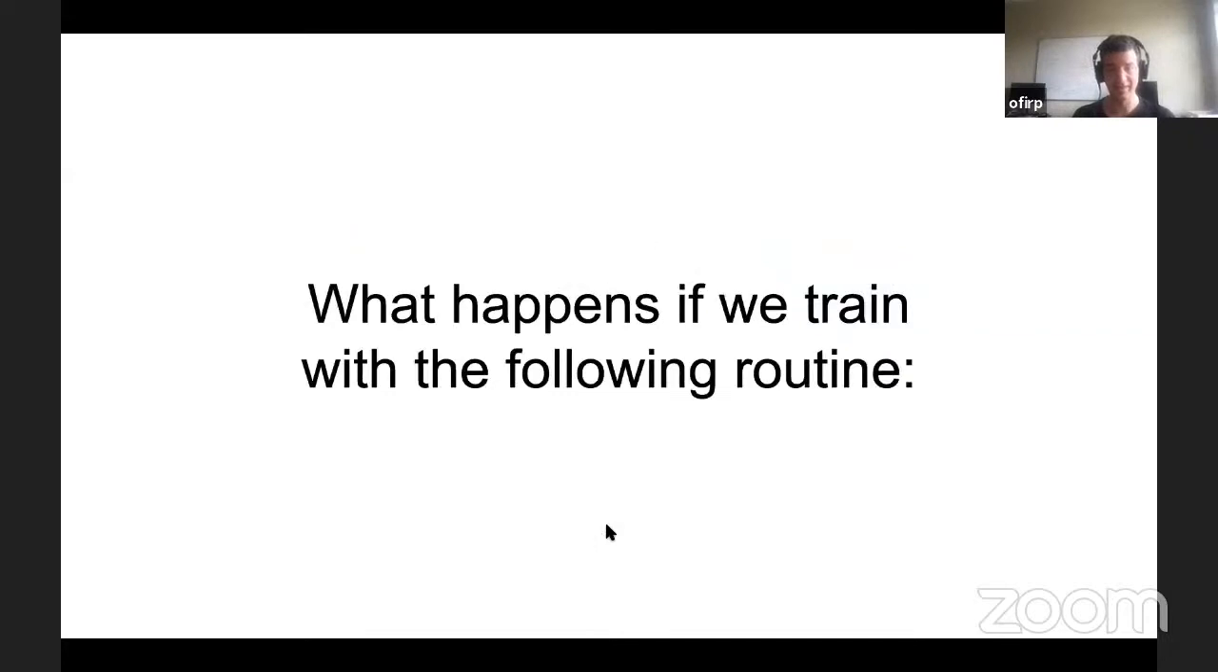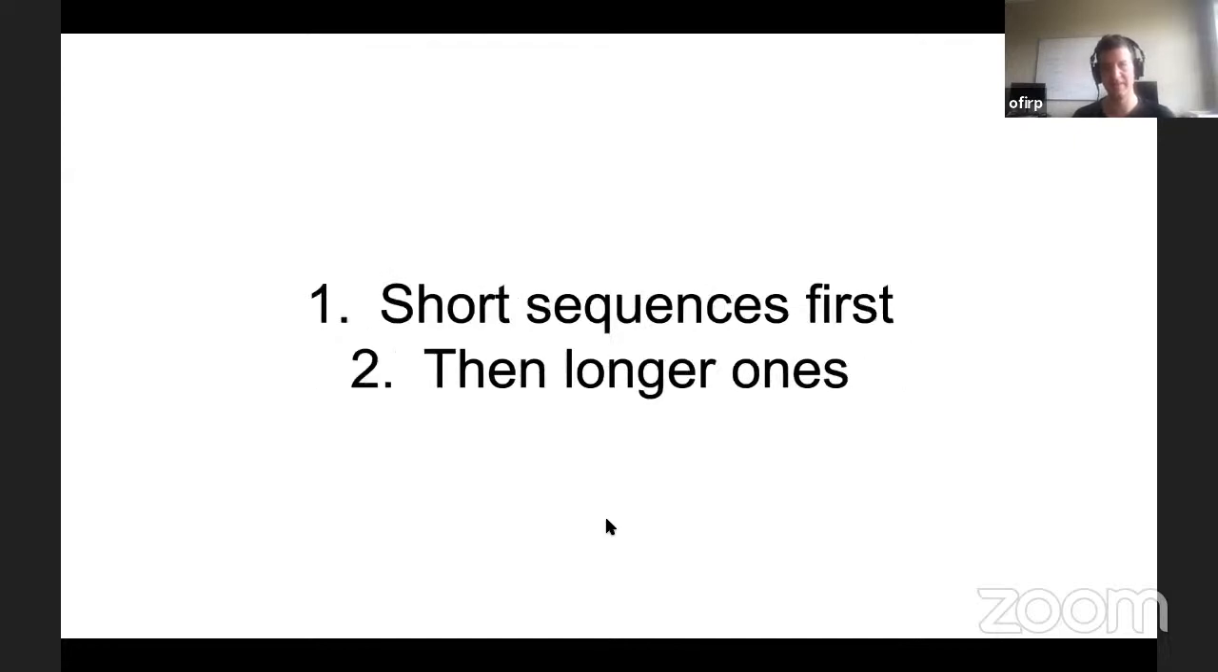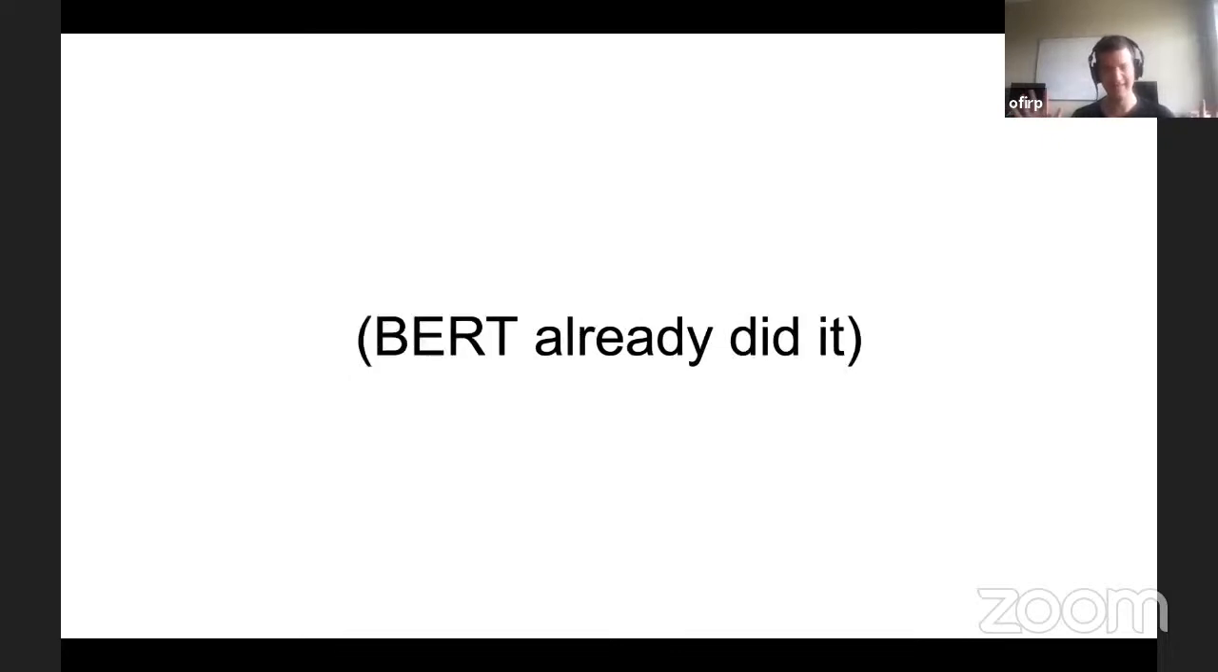And so the obvious question to ask is, what would happen if we do the following thing? Let's train on short sequences first, and then take that model and continue training for a bit more on longer ones. And that's our method. We call it stage training. We're definitely not the inventors of this method. BERT already did it a few years ago. And I recently discovered that people are now doing this in vision as well, for vision transformers. So it's definitely something that other people have already proposed.